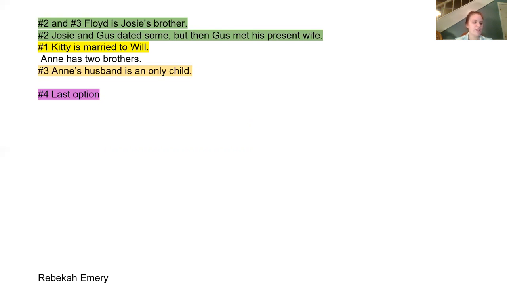We are told that Floyd is Josie's brother. Josie and Gus dated some, but then Gus met his present wife. Kitty is married to Will. Ann has 2 brothers, and Ann's husband is an only child. In order to solve this problem, we will need to find the most obvious clues first and then move on to the less obvious. By the process of elimination, we will be able to successfully figure out who is married to who in this puzzle.